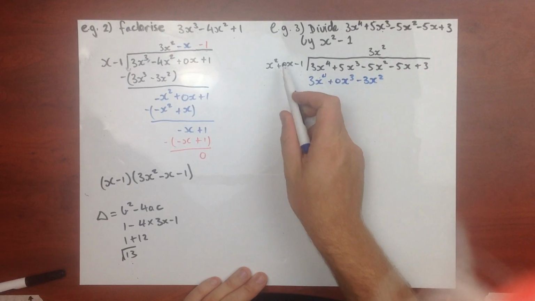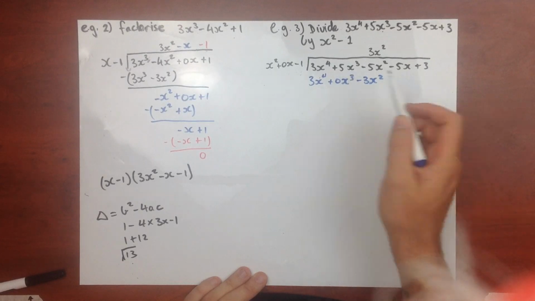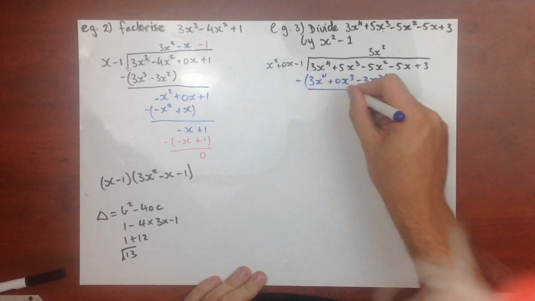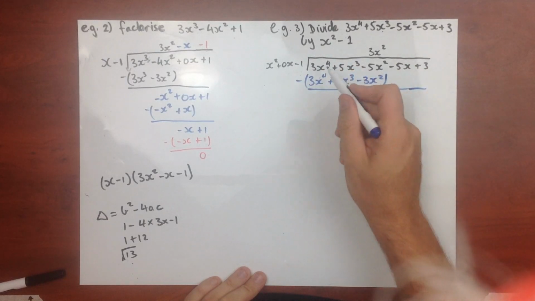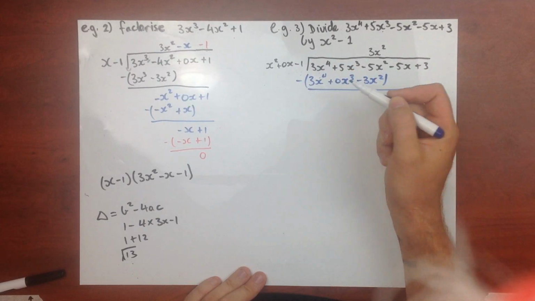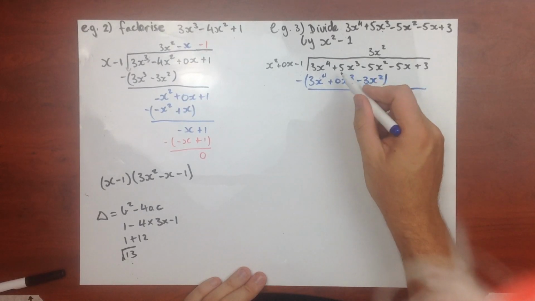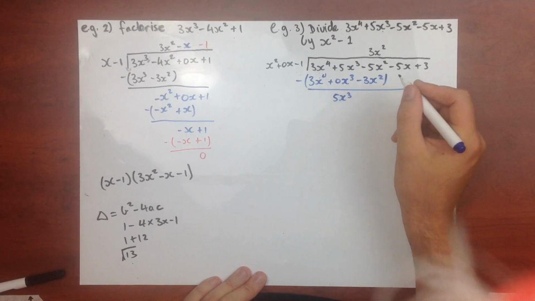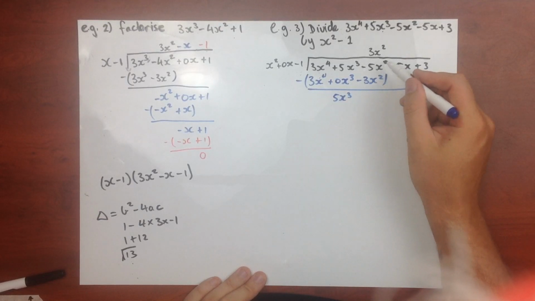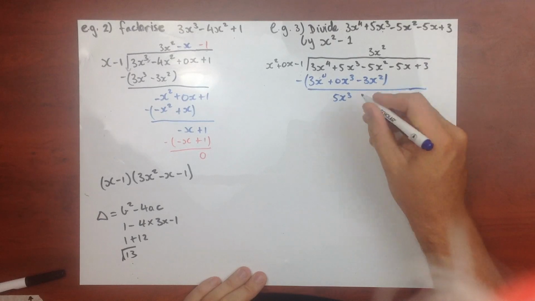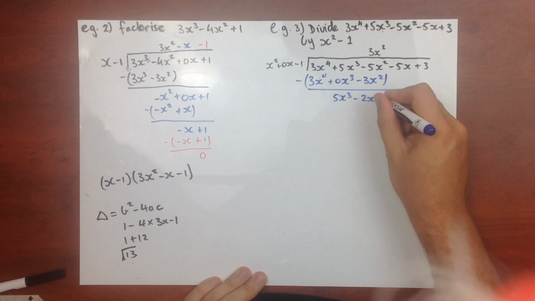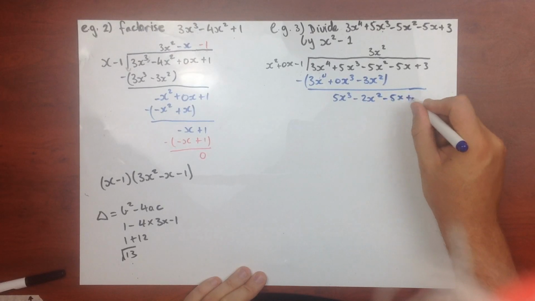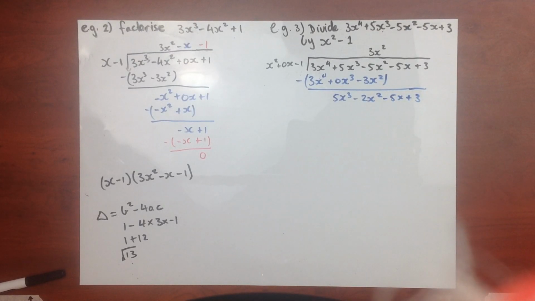By putting in this 0x, it gives us a term under here and our layout still stays okay. So bracket, bracket, take away, line underneath. 3x to the 4 take 3x to the 4, as we expect, that needs to be 0. 5x cubed take 0x cubed, well, that's going to leave us with our 5x cubed. Negative 5x squared take negative 3x squared is going to give us negative 2x squared. And remember, bring these other terms down. Take 5x plus 3.